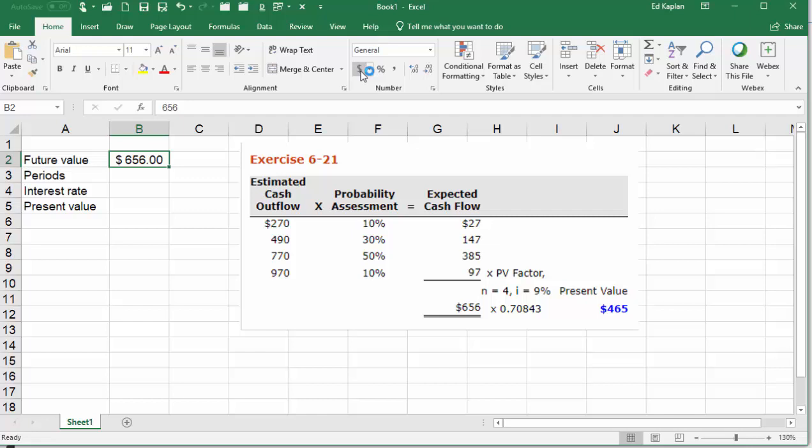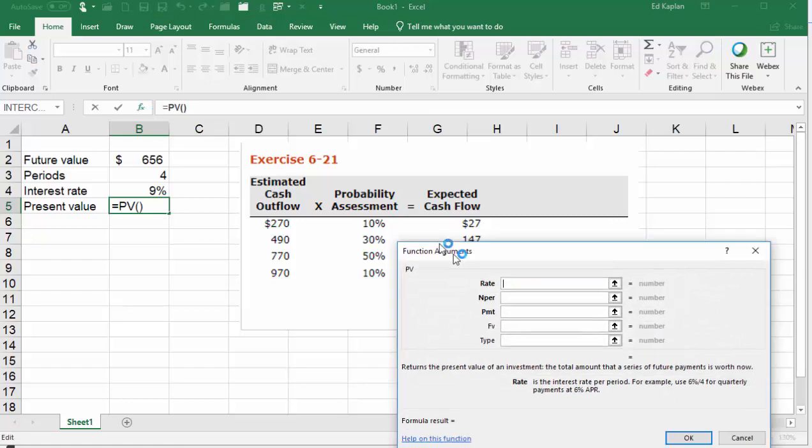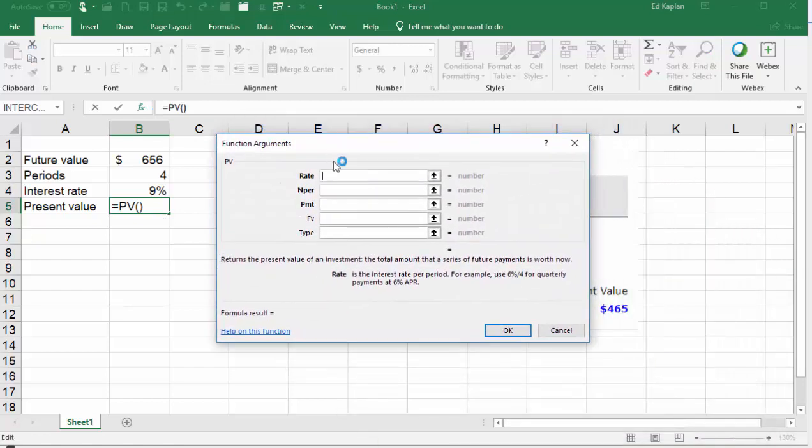All right, so I've got $656 as the future value, right? The number of periods they told us is 4. The interest rate is 9%. So I will just calculate the present value. And the easiest way to do this is type equal PV using the present value function, hit the left parenthesis, then come up here to the insert function. You get this nice pop-up window that appears, and then you just start pointing to what each variable is. You're going to need to complete enough variables to do this correctly. So the interest rate is 9%, the number of periods is 4 periods, and the future value is 656.